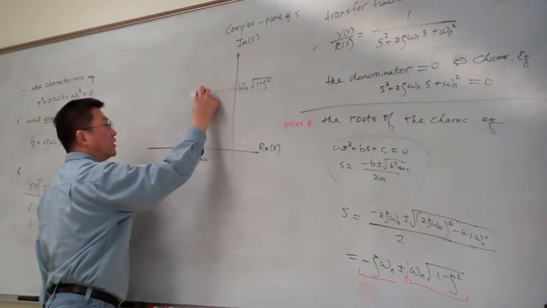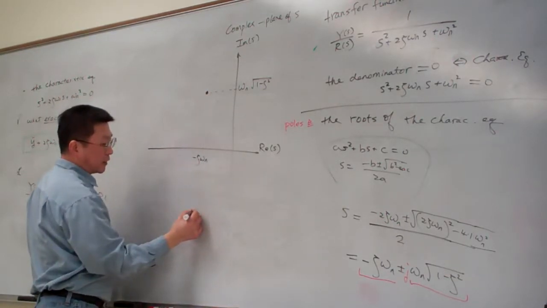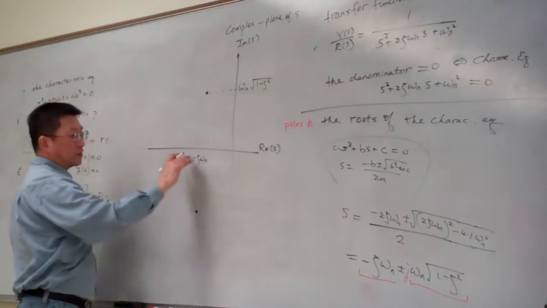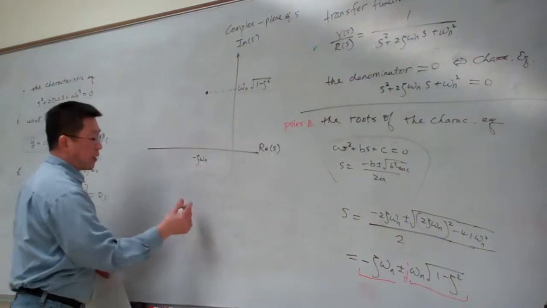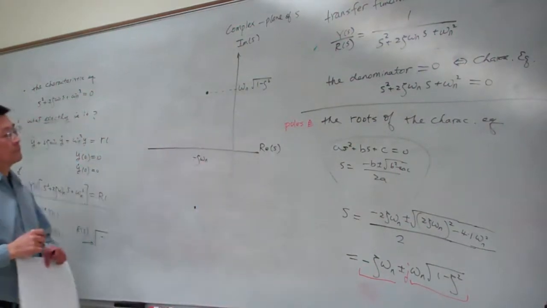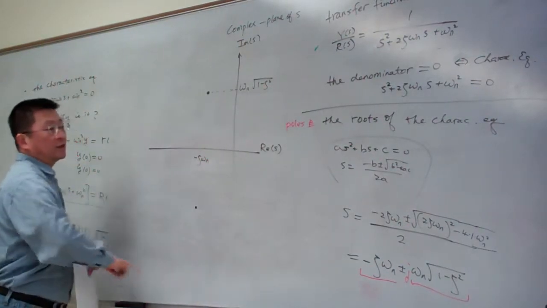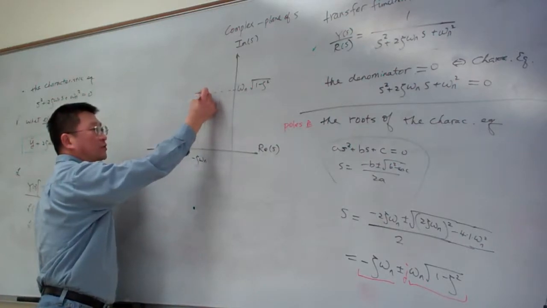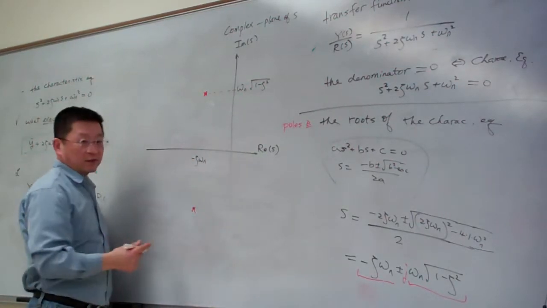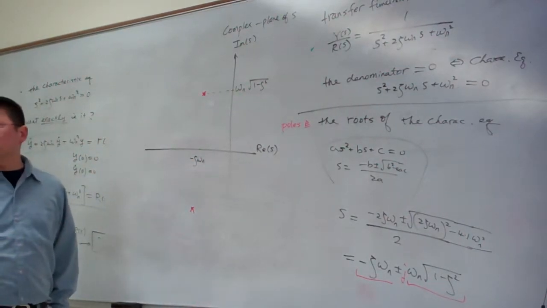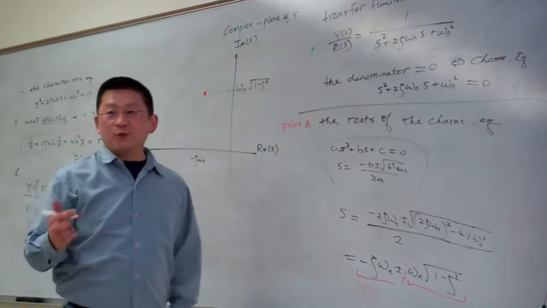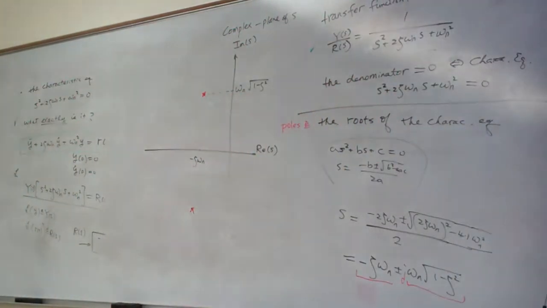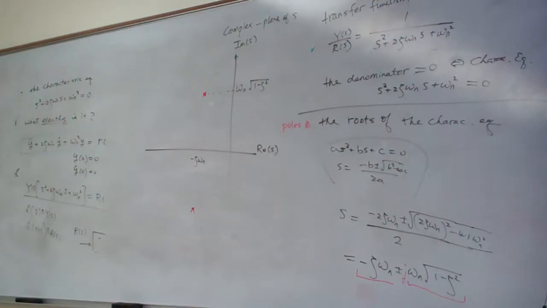One is here, and the other one is symmetric with respect to the real axis. So these are the two poles here. Okay, and usually in control we use a cross mark to represent the location of the poles. Okay, and don't ask me why, but that is the convention that people are used to.